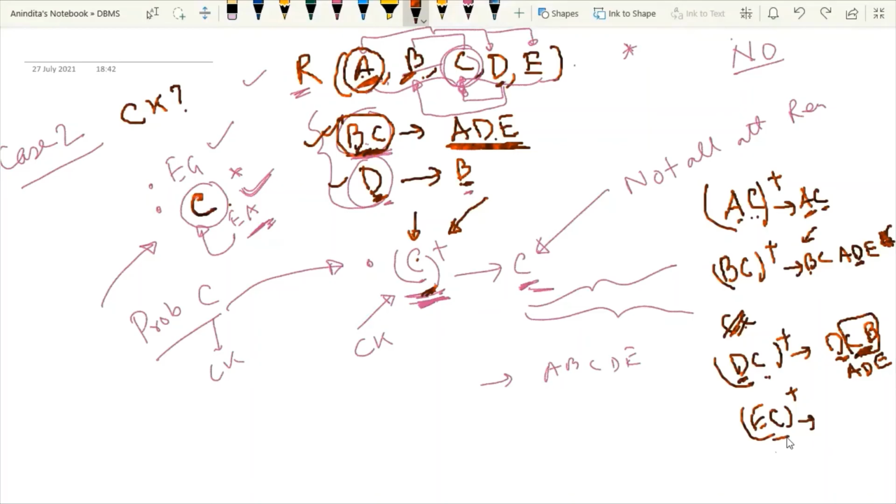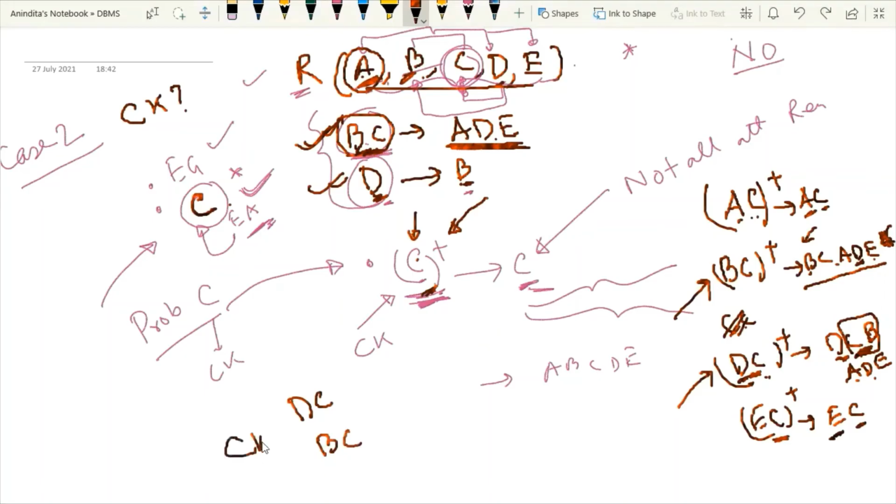Now try to find the closure of EC. From EC we get EC. Now check whether E and C together or alone appear in the LHS or not. No. So stop it. Now astonishingly, see that from BC and from DC, we are able to reach all the attributes A, B, C, D, E. From DC, we can also get A, B, C, D, E. So my point is this table has two candidate keys, DC and BC.